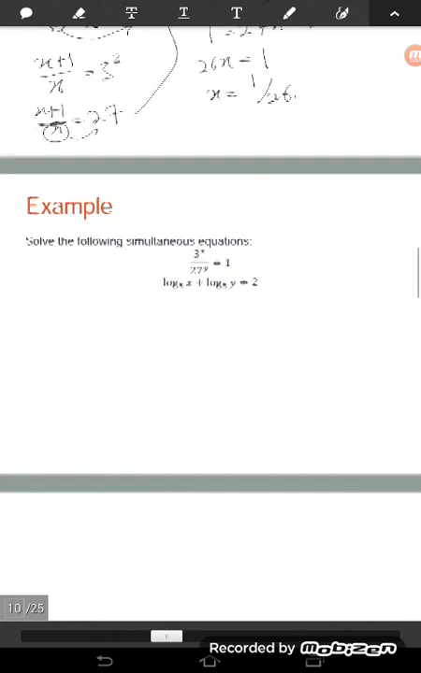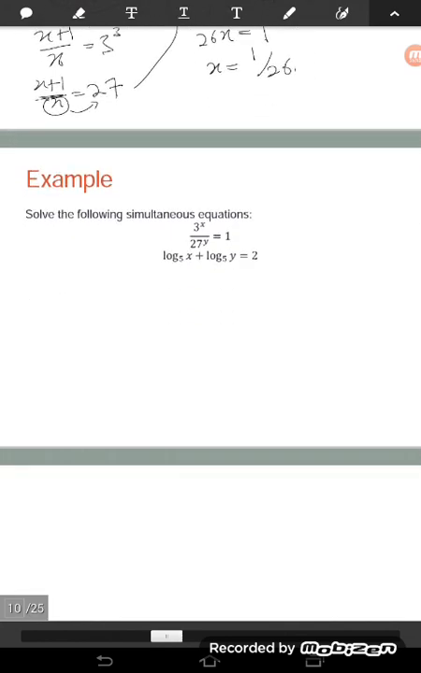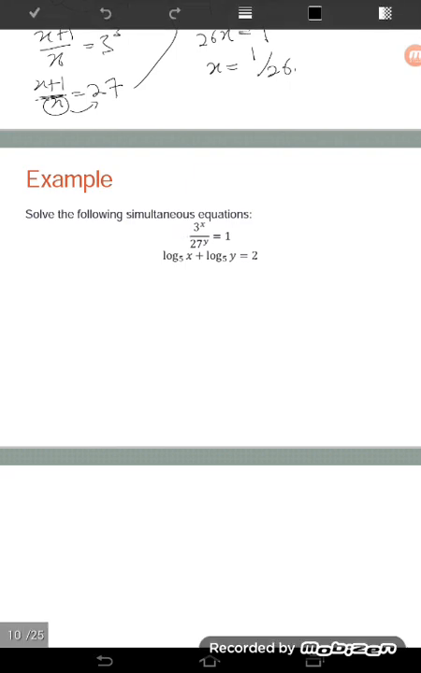Okay, so another example. The log also can lead into a simultaneous equation. Sometimes they give the question in the form of simultaneous equations. But in this case, the simultaneous equation consists of an indices equation and a logarithm equation. Okay, so first we need to label equation number 1 and equation number 2. Okay, so from this one we find equation number 1.